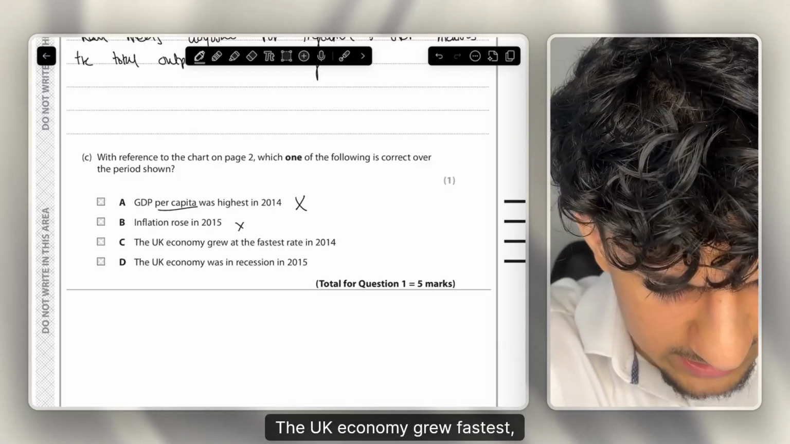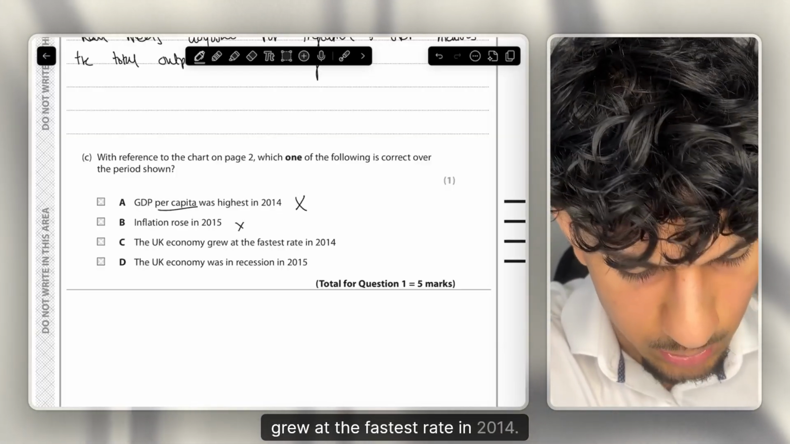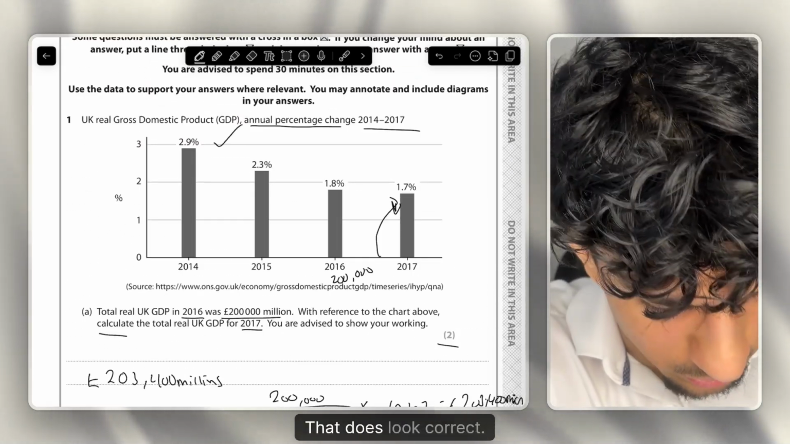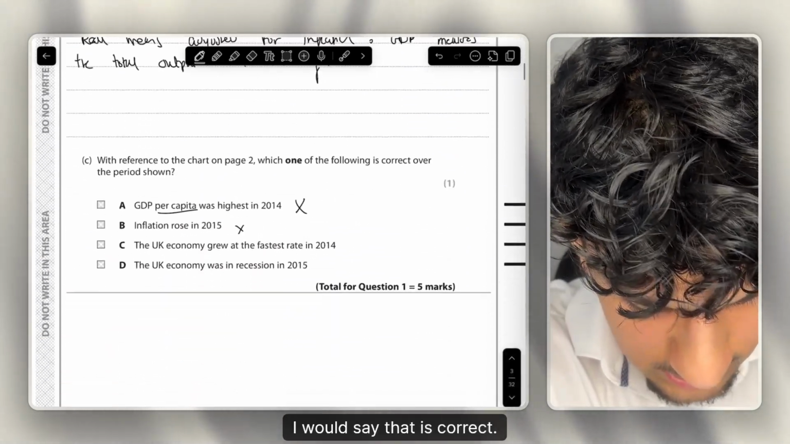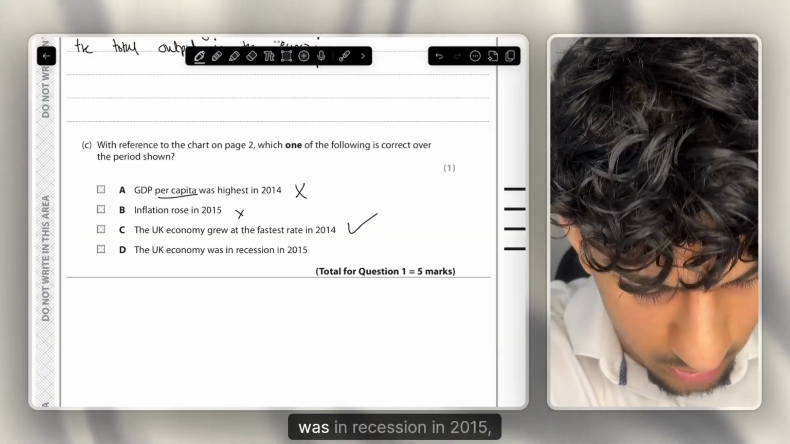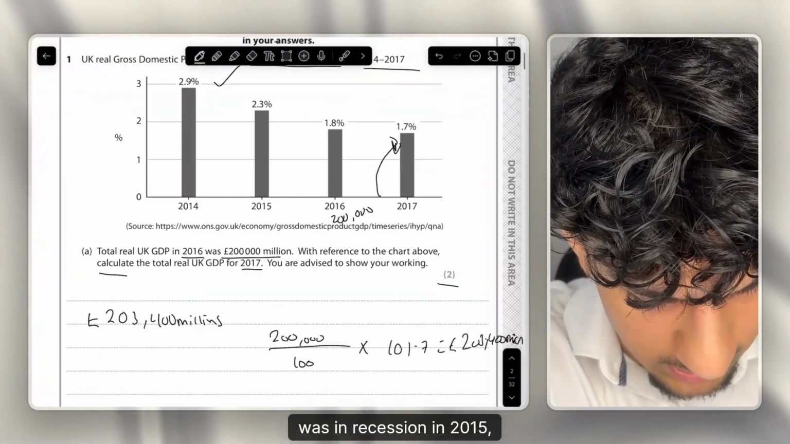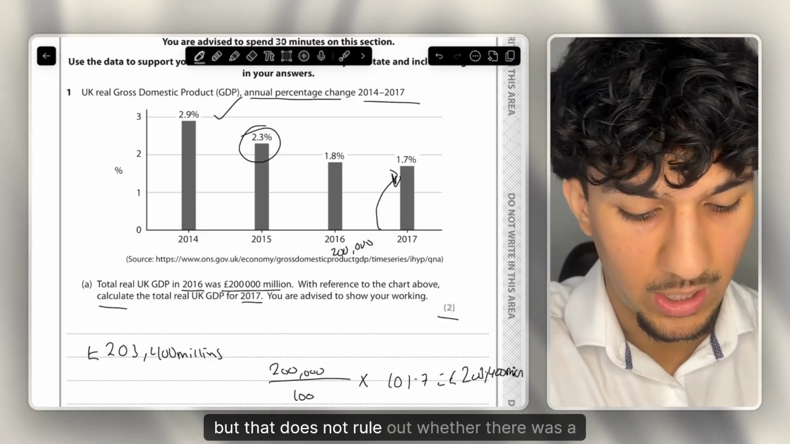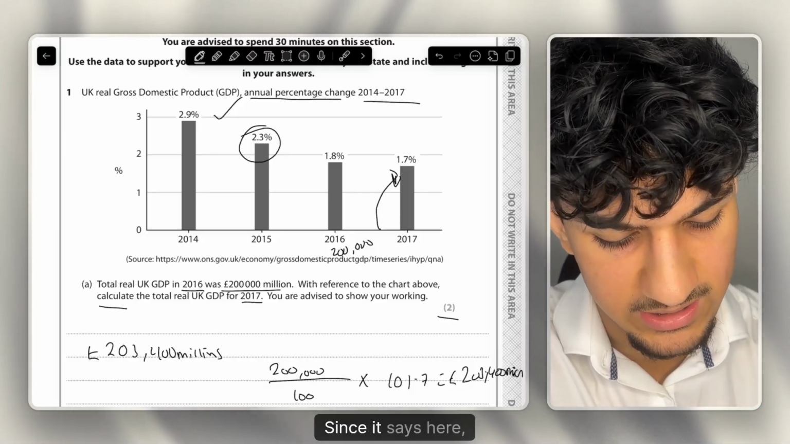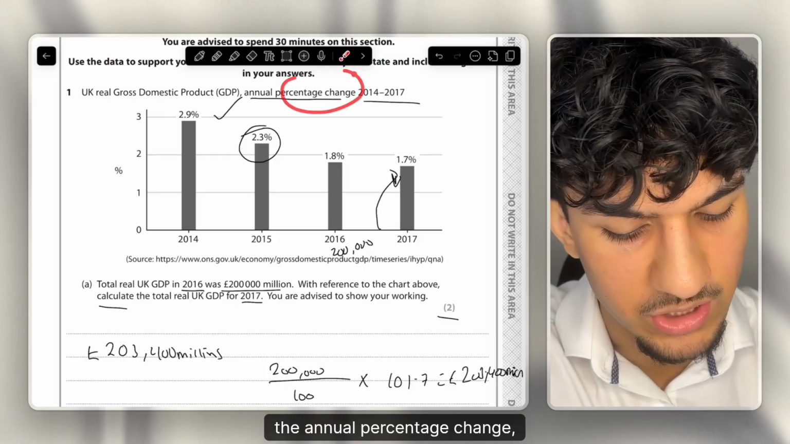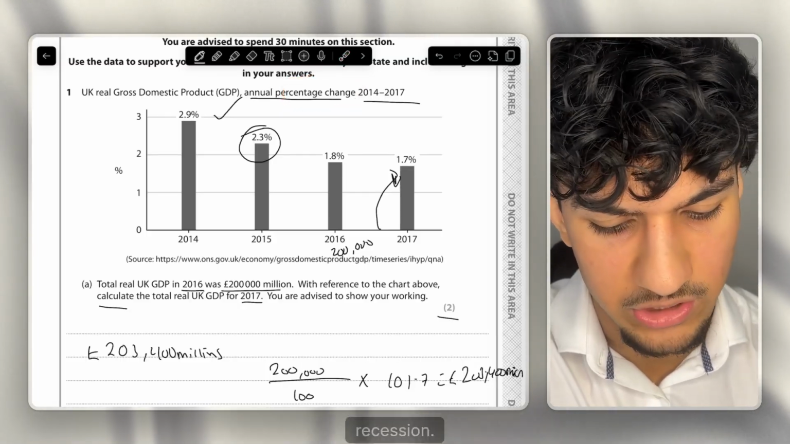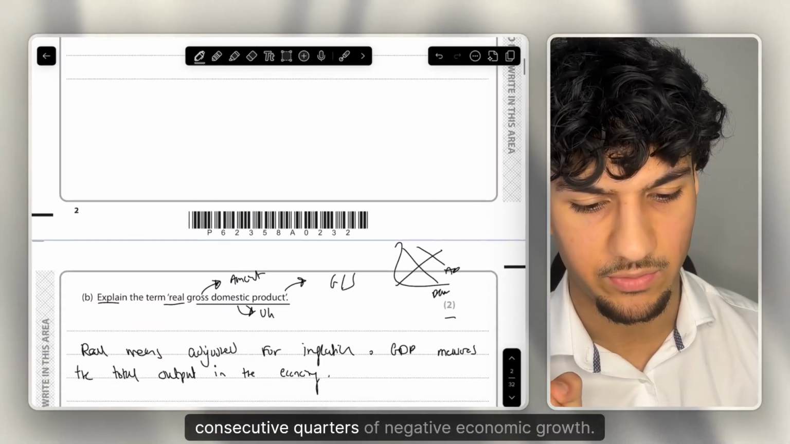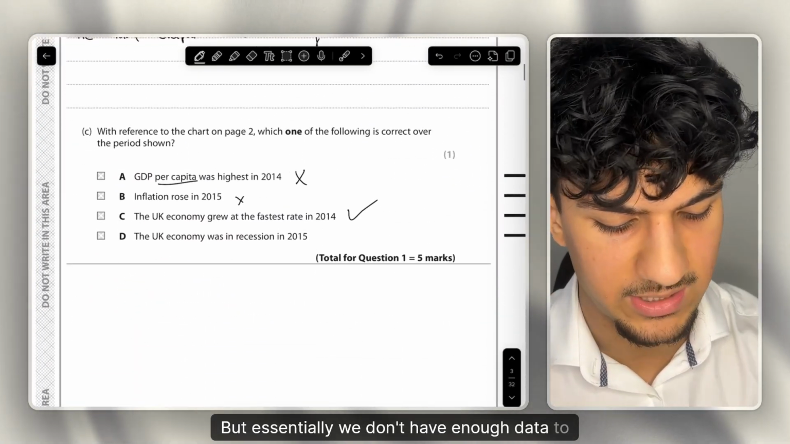The UK economy grew at the fastest rate in 2014. Let's see this. Yes, over this time period, that does look correct. I would say that is correct. And then, the UK economy was in recession in 2015. So we had positive growth in 2015, but that does not rule out whether there was a recession or not, since it says here the annual percentage change, the first 2 quarters could have been in a recession, they could have not been, as of course, recession is just defined as 2 consecutive quarters of negative economic growth, but essentially we don't have enough data to determine that.